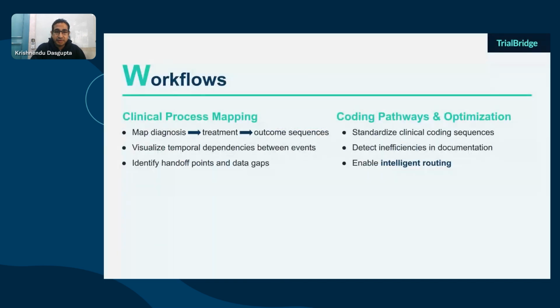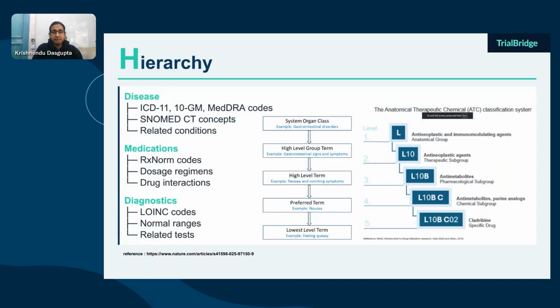On hierarchy: in FHIR, the H stands for hierarchy. This is what I was saying. We have the system organ class, which is a MedDRA map, and what we call ATC, the Anatomical Therapeutic Chemical classification by WHO. Imagine a person who feels queasy. They will have nausea, which is part of the symptom group nausea and vomiting. That is again part of gastrointestinal signs and symptoms, and at the end, it could be a gastrointestinal disorder.